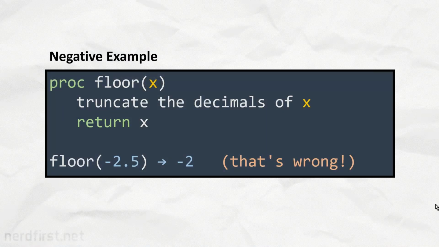Here's the thing. We've only looked at positive numbers. If you take negative 2.5 and you try and cast it to an integer, you get negative 2, which is a larger number. So you don't want to do that. If you're rounding down, you want a smaller number. So if you were trying to do a floor function on negative 2.5, you would expect to get negative 3.